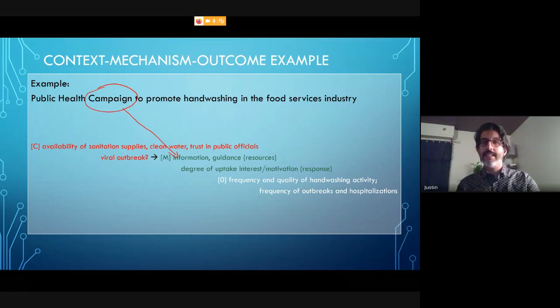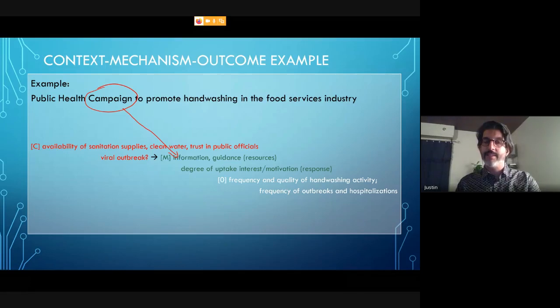Now, why I say this is context is because in this particular example, the architecture of the program was that it was giving information and guidance, but it didn't give anything beyond a public service announcement type of guidance. And so what is left in the implementation context is the question: if people are told that they need to use a certain kind of soap, for example, is there an availability of that in the context? Is there clean water? Because how can you continue doing hand washing without clean water? Also, is there a pre-existing trust in public officials? If the public official has sent this message, is there pre-existing trust in that official? Because if there's not, that might explain why, despite accurate information and very clear guidance, there is less uptake.